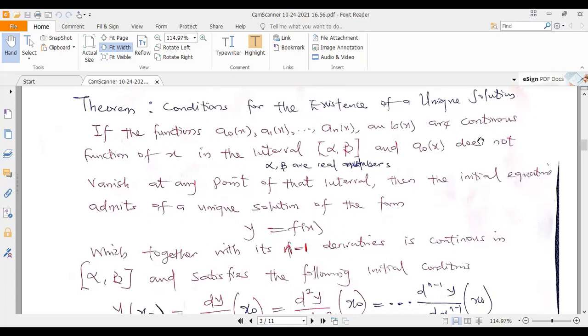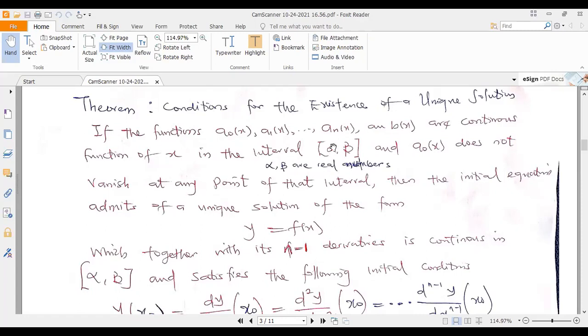And don't forget that that statement is not correct. They must be continuous in a particular domain. Exactly. So look at it now. We now say that if the functions a0, a1, an, bx are continuous functions of x in the interval alpha and beta, here alpha and beta are what? They are real numbers.